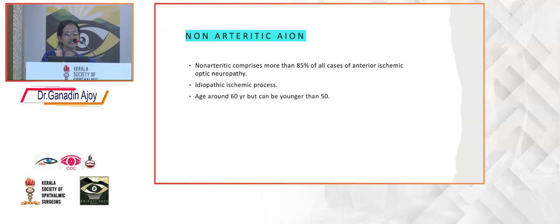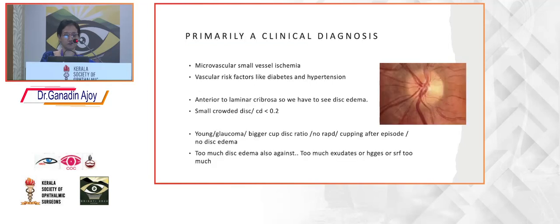This is non-arteritic AION. This is greater than 85% of all cases. It is an idiopathic process, around 60 years, but can be younger than 50. Primarily a clinical diagnosis. Anterior to the lamina cribrosa, so we have to see disc edema, and occurs in small crowded disc or disc at risk. If the patient is very young, has glaucoma, has a bigger cup disc ratio, there is no RAPD, there is cupping after an episode, and there is no disc edema, it cannot be NAION. Look for another cause. If there is too much of everything, that is disc edema or exudates or hemorrhages or even fluid, it is not NAION.